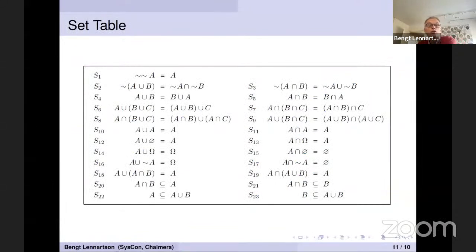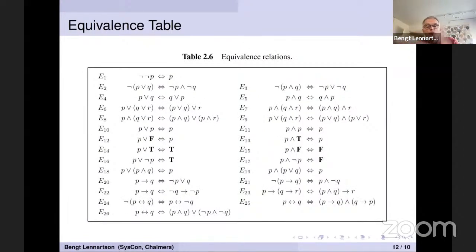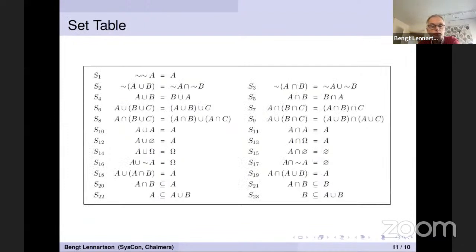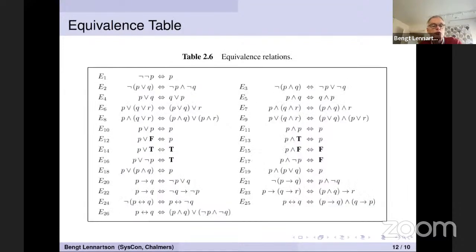Now, there is also a table of set expressions, which is very similar to the equivalence table for the propositional logic parts. And you can really see the correspondence between these. Say, for instance, that A union the whole set is the whole set. That corresponds to P or tautology is equivalent to tautology. And you can go through this list and see a lot of correspondence.